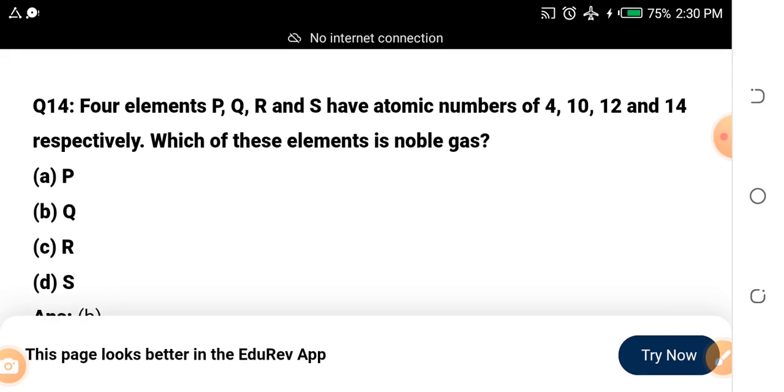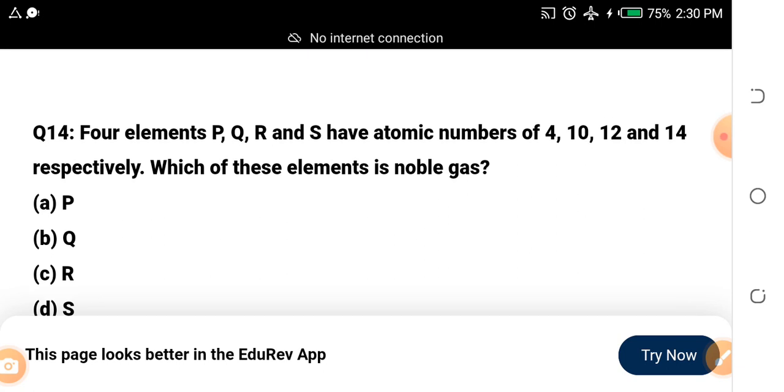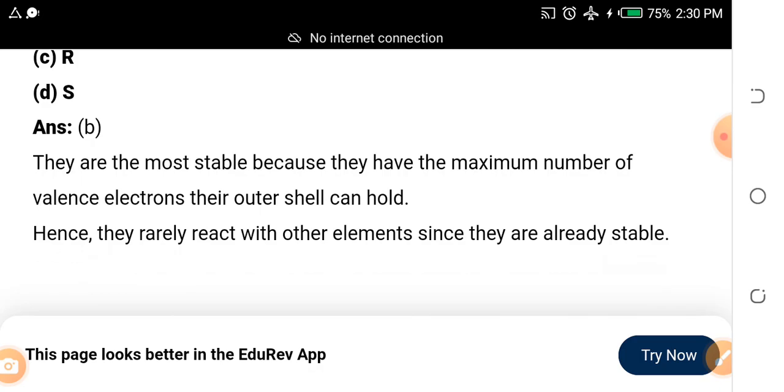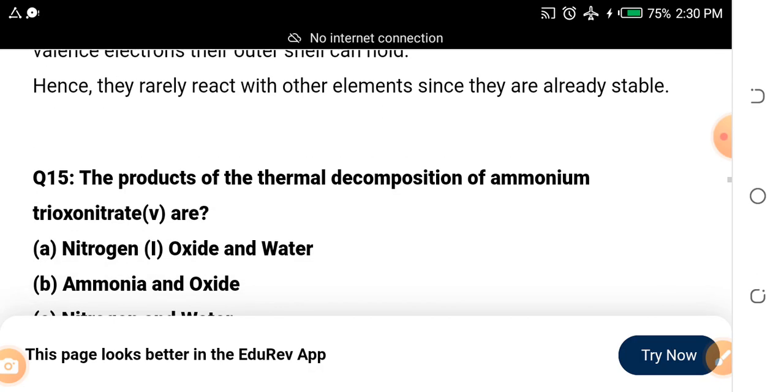Of course, when you are drawing the electron configuration, you put the first shell as 2, the second one as 8, maximum 8. So by the time you put 2 in the first one and come to the second shell and put 8, you now know you have finalized 10, and there will be no more space. There will be no free electron that can move out. They are most stable because they have the maximum number of valence electrons the outer shell can hold. Hence, they rarely react with other elements since they are already stable.